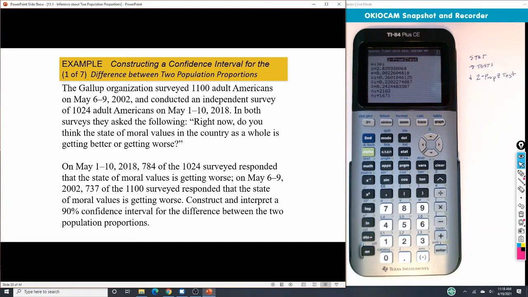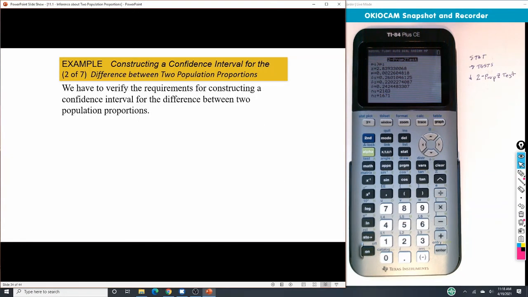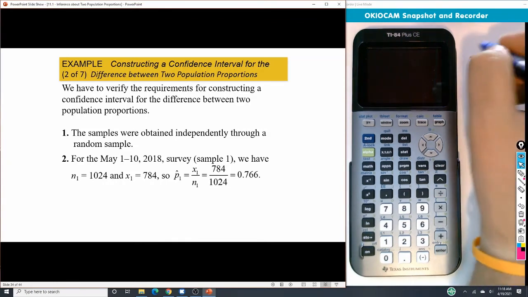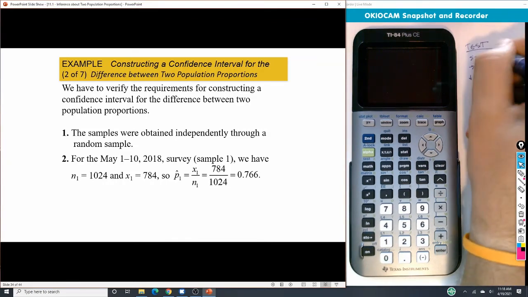And so one group, we had 1,100, and we see two different values there for those. Sorry. We had 737 of the 1,100 and 784 of the 1024 that responded to the survey there. Okay? All right. So now we just need to break apart our pieces and make sure we're paying attention to those. All right, so since we're doing an interval, so this one was for the test.